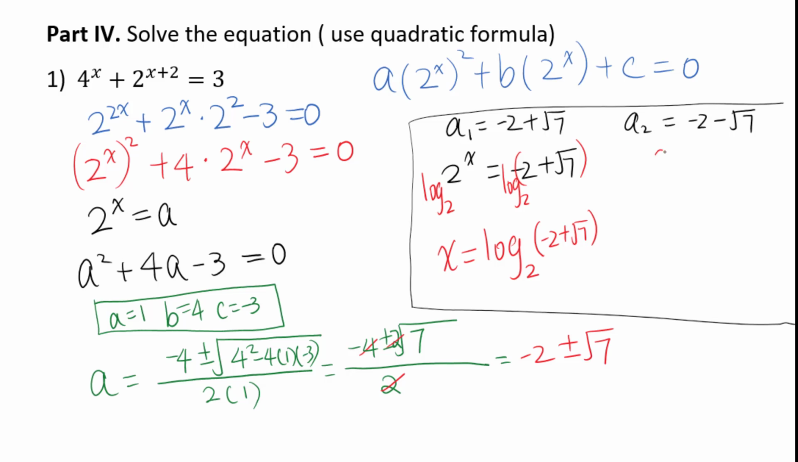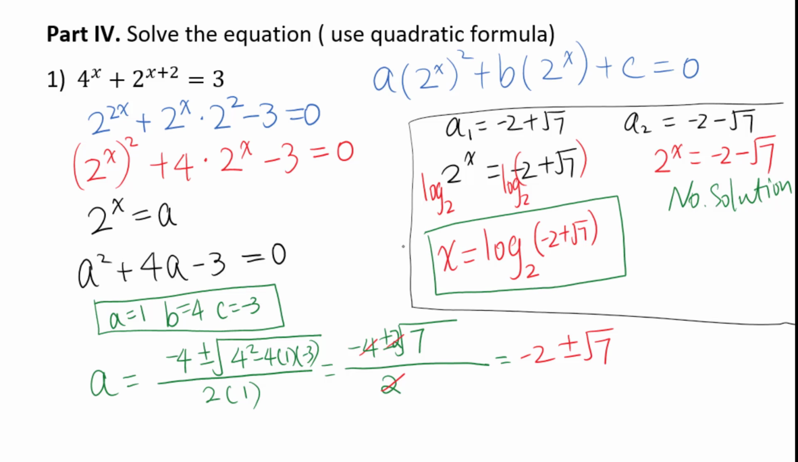For a2, 2 to the x power equals negative 2 minus square root of 7. No solution. There is only one solution to this equation.